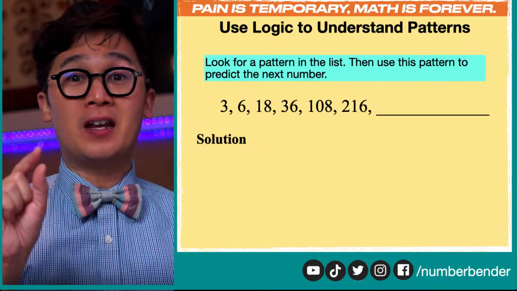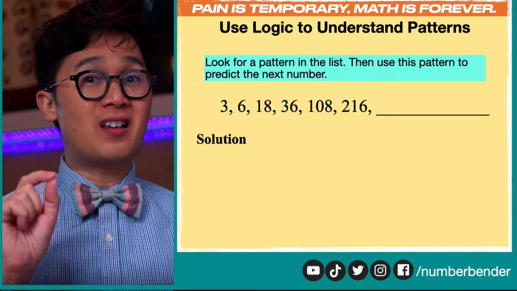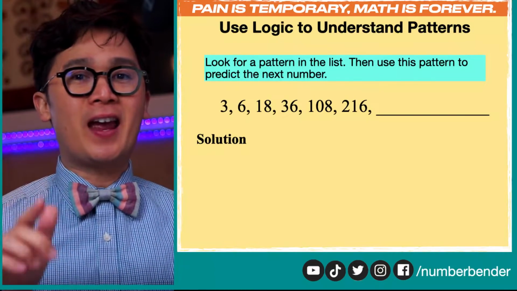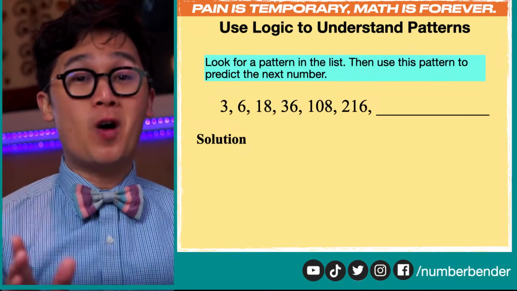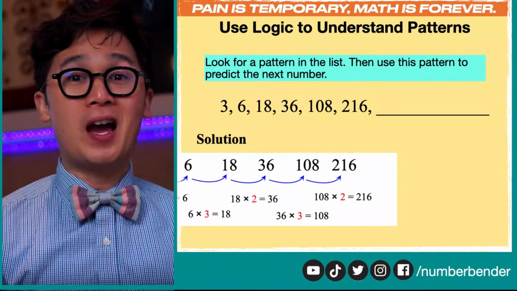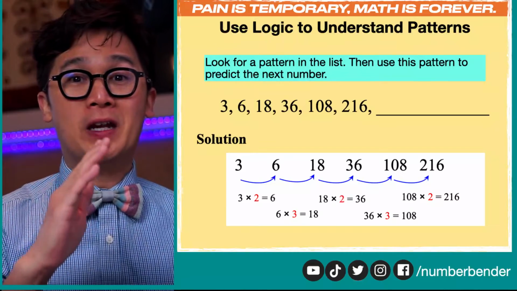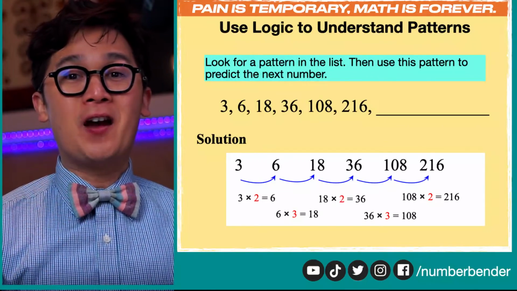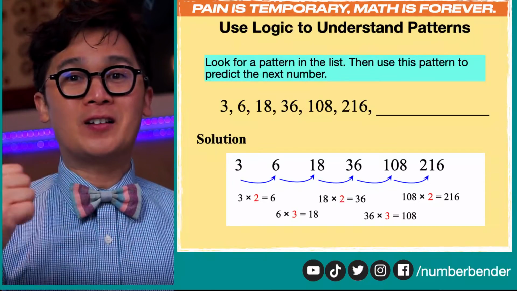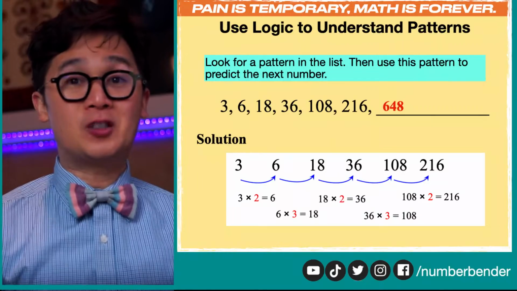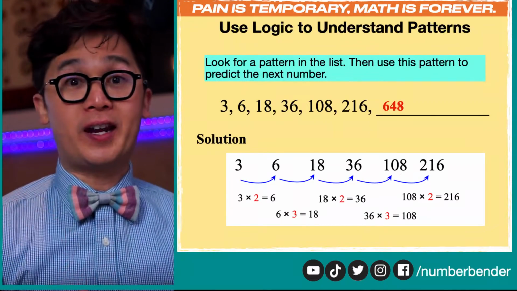So is it going to be 18 times 4 this time? Seems like it's not the case. And if we subtract 1 again from 3, it's just 2. So we are seeing that the pattern is multiplying each term by 2, and then 3, and then 2, and then 3, and then 2. So that means from 216, going to the next number, we're going to multiply it by 3. That's why we got 648.